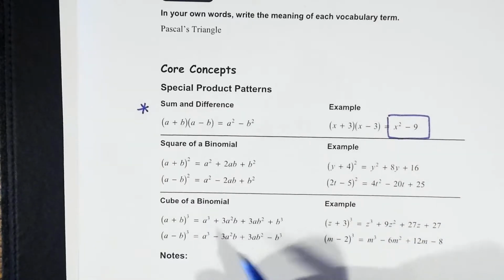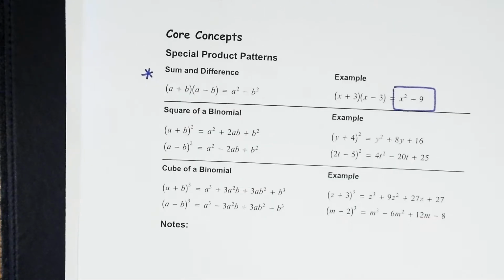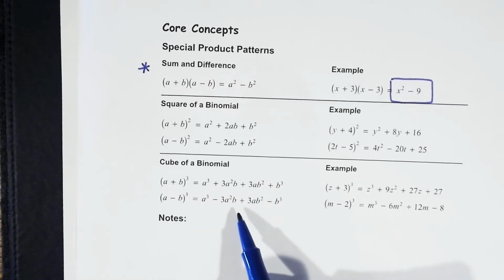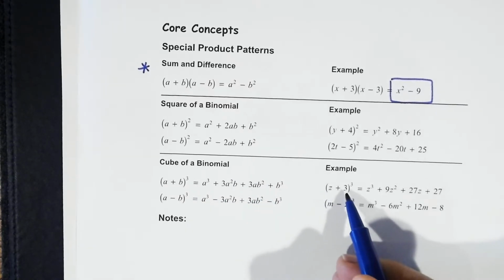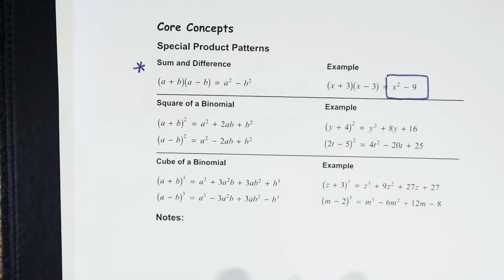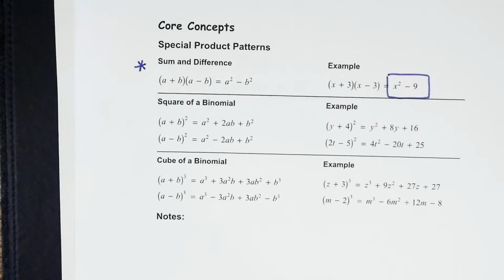Also, the cube of a binomial. It can be kind of a pain, but look at it. It ends up being this same pattern each time. So you can go straight from here to here instead of multiplying it all out. Now we're going to do some examples next. Because again, I was going to show you how to do those.